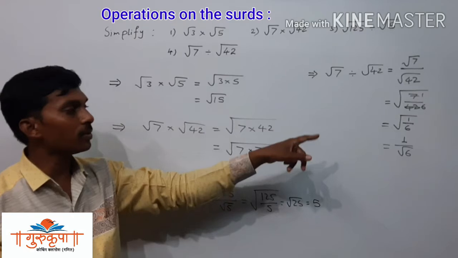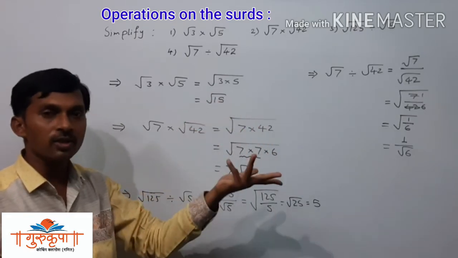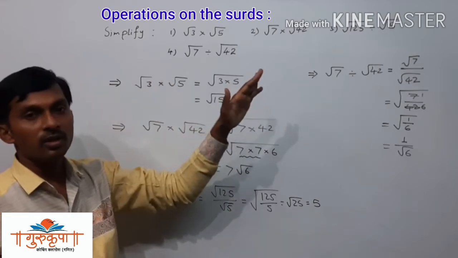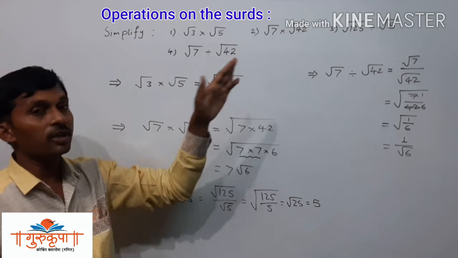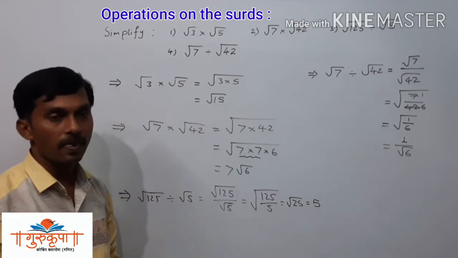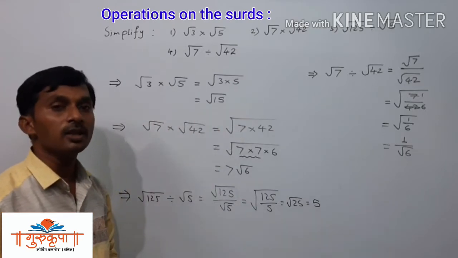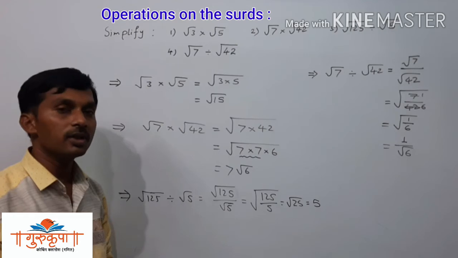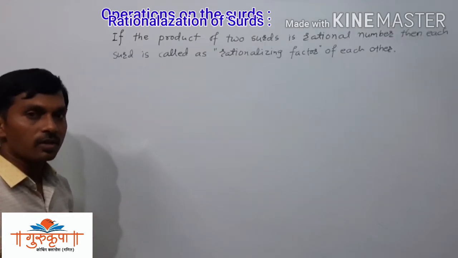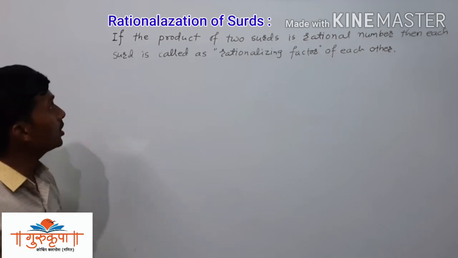Here we are not going to do rationalization yet, since we don't know what rationalization is. So this is all about the addition, subtraction, multiplication and division, that is the operations on surds. And now we have to study the next concept, that is the rationalization of surds.